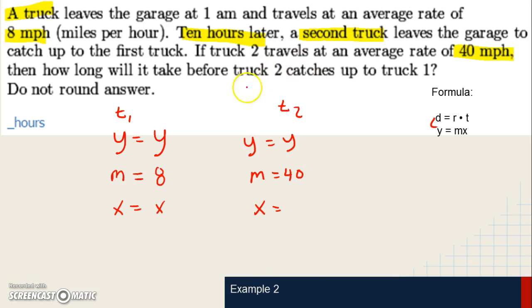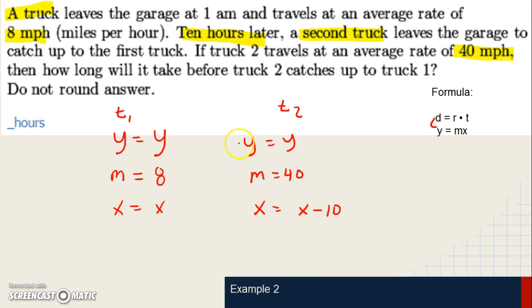Well, it's asking us to find the time, right? So we don't know anything about the time exactly. However, we do know that truck 2 leaves 10 hours later than truck 1. So if truck 1 travels x hours, then we know that truck 2 travels x hours, or the time that truck 1 travels, minus 10 hours, right?